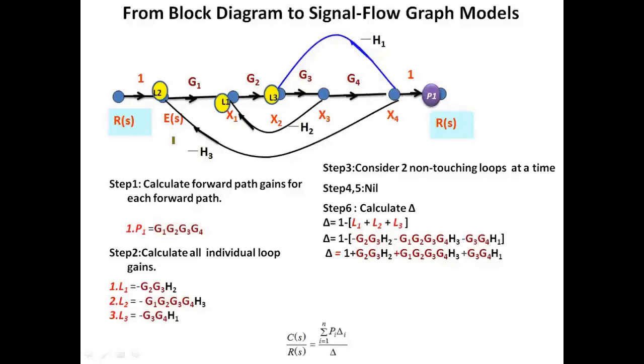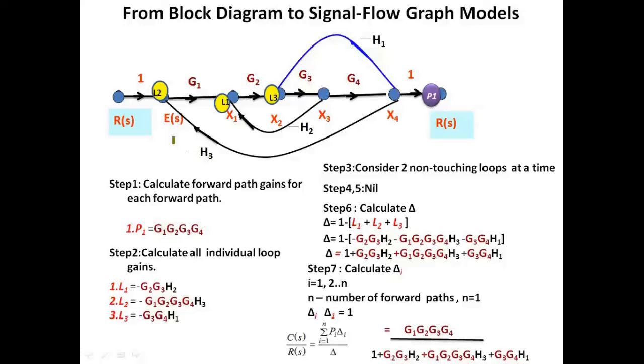Once we have found the value of delta, the next step is to calculate delta I. Here the number of paths is only 1, n is equal to 1. So we are supposed to calculate delta 1. Delta 1 is the value of delta which is not touching the first forward path. With respect to the first forward path, it is very clear that all the loops share a common node with the first forward path. Hence delta 1 will be equal to 1 minus 0.